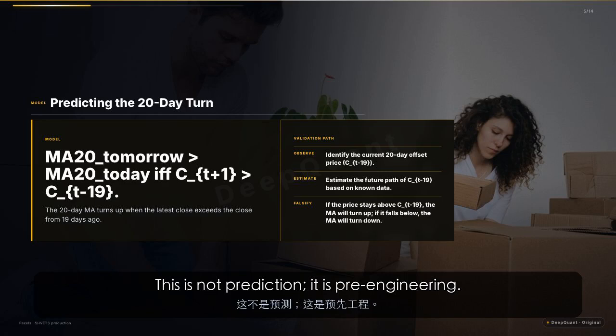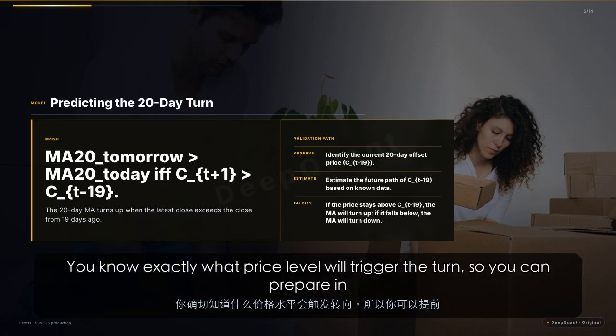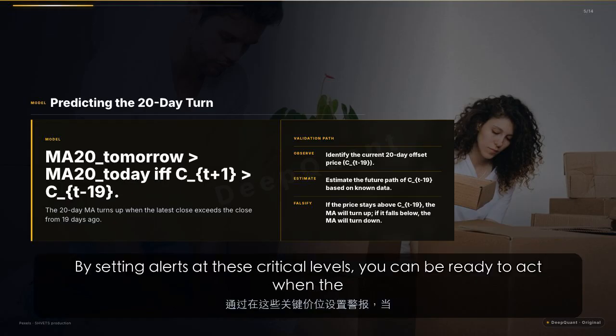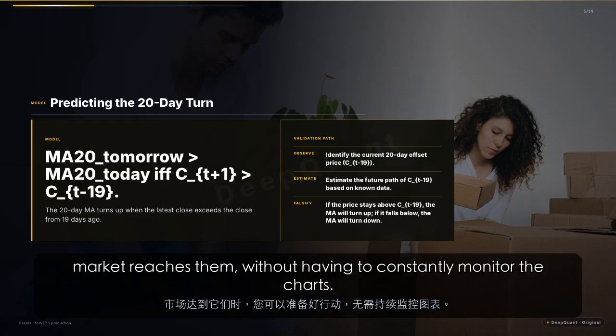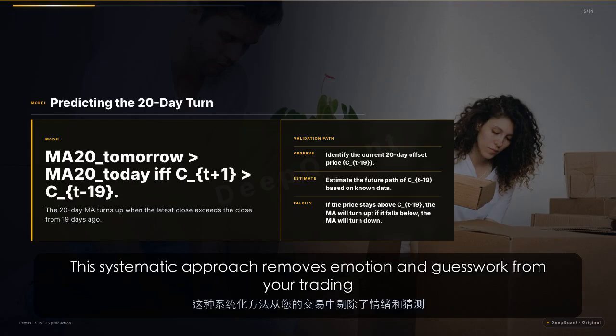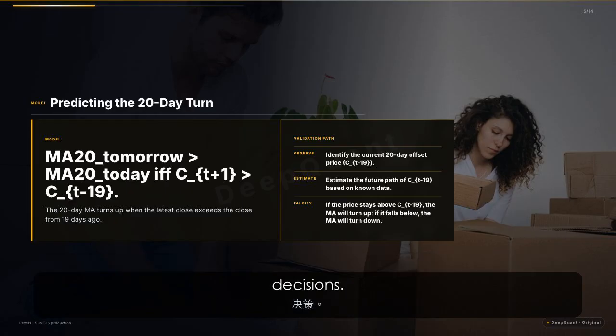So you can set a price alert at the level where the MA will turn. This is not prediction, it is pre-engineering. You know exactly what price level will trigger the turn, so you can prepare in advance. By setting alerts at these critical levels, you can be ready to act when the market reaches them, without having to constantly monitor the charts. This systematic approach removes emotion and guesswork from your trading decisions.